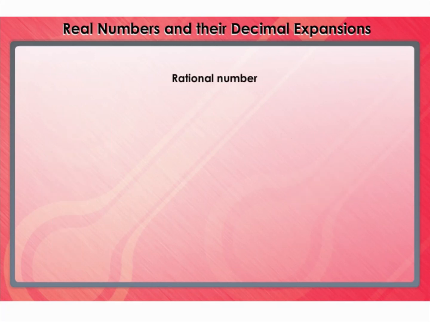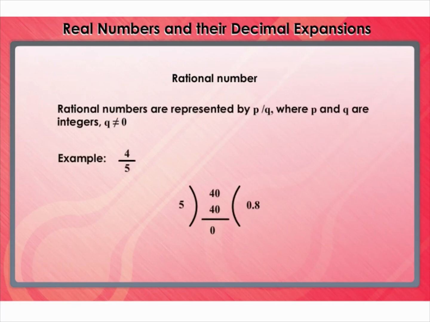Are the decimals rational numbers? We know the rational numbers are represented by p by q, where p and q are integers, q is not equal to 0. So, p by q is a rational number, and we can easily convert fractions to decimals by the division method. For example, let's divide 4 by 5. We cannot divide 4 by 5, so we put a 0 after 4, and we put a decimal point in the quotient. Now 8 times 5 is 40, with the quotient 0.8.